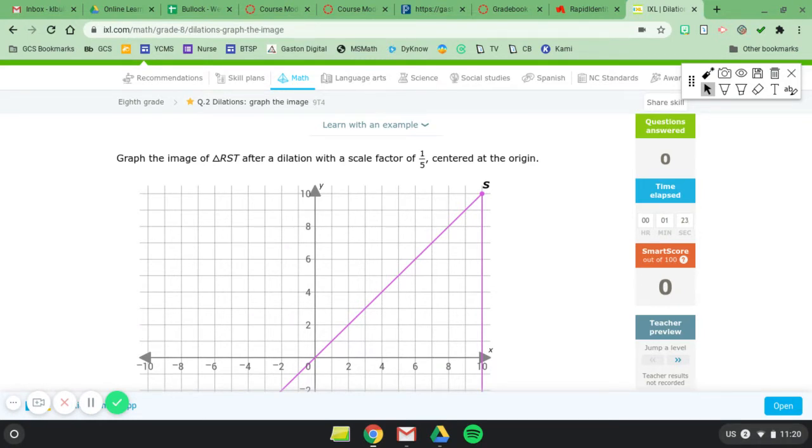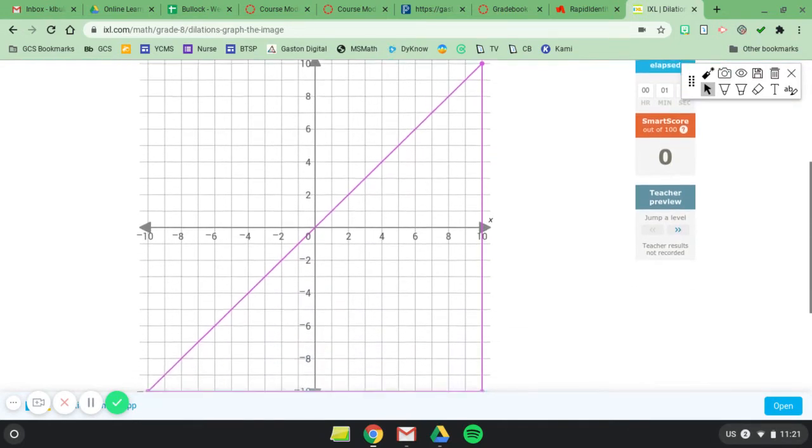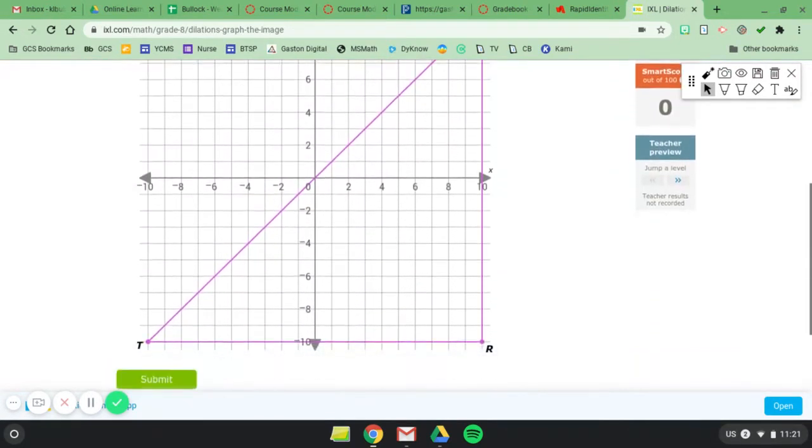It's always going to be centered at the origin in 8th grade math, and our scale factor is telling us, because remember, if our scale factor is between 0 and 1, our shape is going to shrink or get smaller, and if our scale factor is greater than 1, then it will stretch or get bigger. So my suggestion, as always with these, is to write out your points.